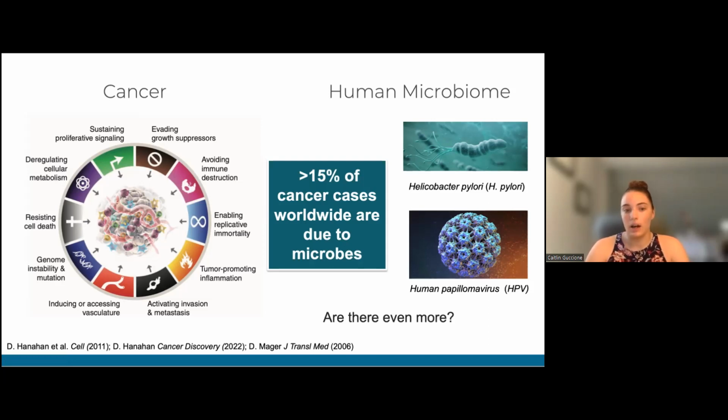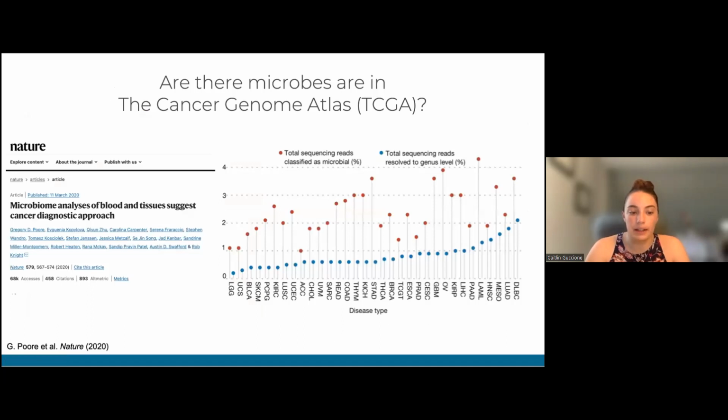And secondly, are microbes having some further interactions that are not necessarily causing cancer, but having perhaps an interaction between them? This is the question that my colleague Greg Poore asked in his Nature paper that was released in 2020: are there microbes in the Cancer Genome Atlas, or TCGA? For those of you that don't know, TCGA is just an extremely large cohort with tons of different cancer types available in it. So basically what he looked at is, can we pull out some microbes from this data, and what do we find if we do?